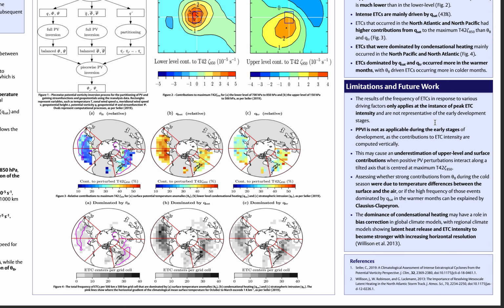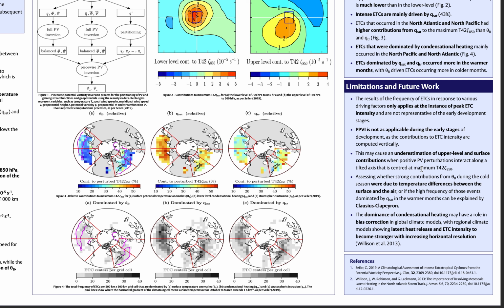And so the limitation is that the results of the frequencies in figures 3 and 4 apply only at peak intensity, and that PPVI is not applicable during the early stages of development, which may cause an underestimation of upper level and surface contributions.